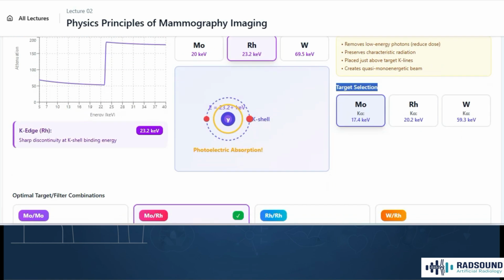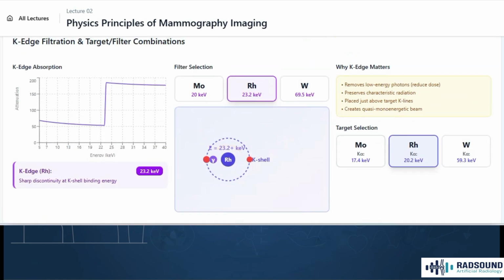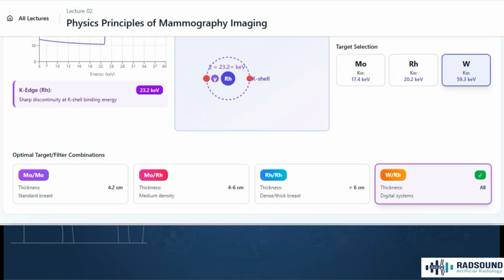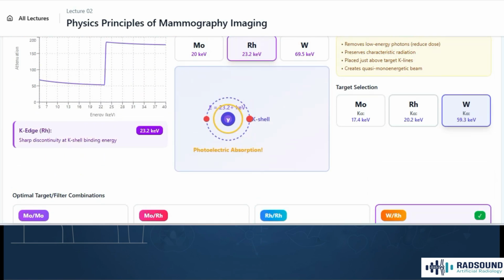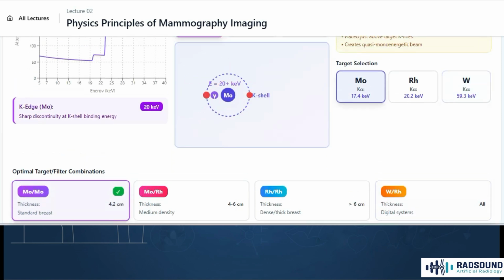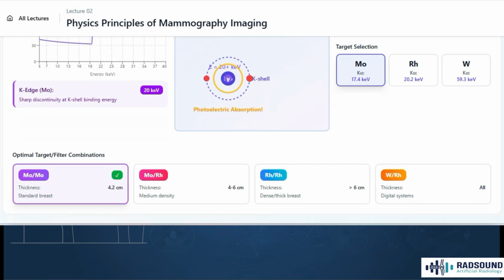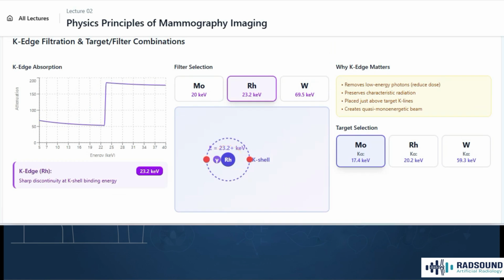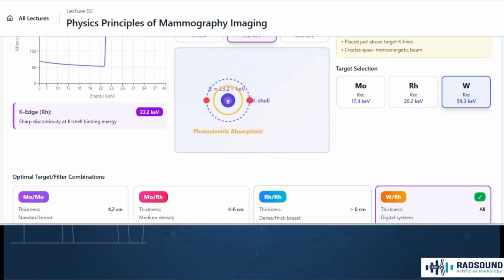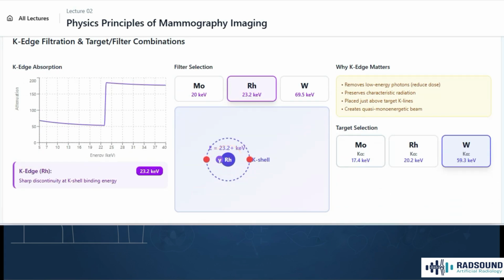On one end, you have molybdenum on molybdenum, or MO/MO. This gives us the lowest energy beam, which means we get the highest possible contrast, but it also comes with the highest dose. Then on the complete other extreme, you've got tungsten with a rhodium filter, or W/R. This produces a higher energy beam that's great for penetration, giving us the lowest dose, but, you guessed it, also the lowest contrast. Every choice is a clinical trade-off.